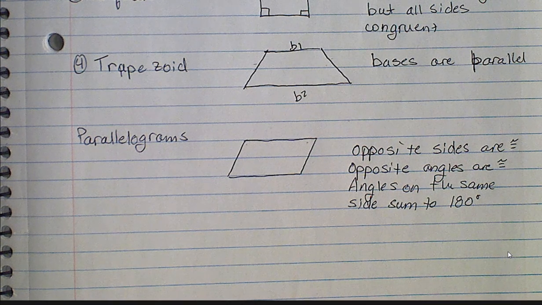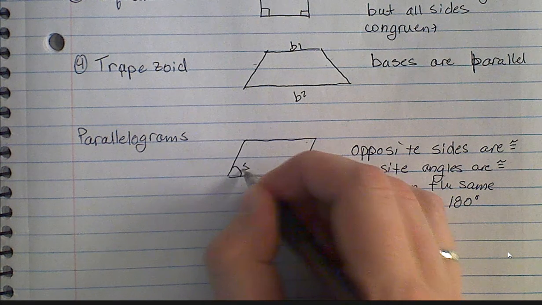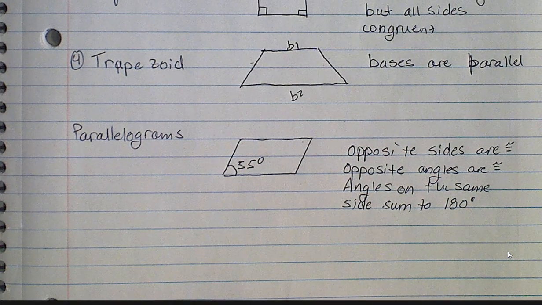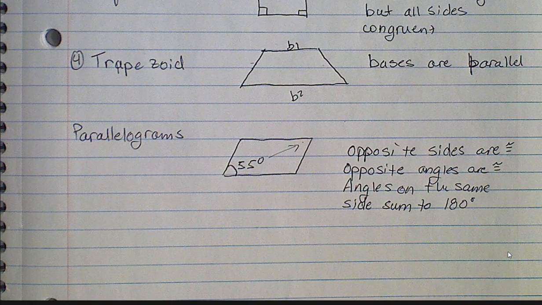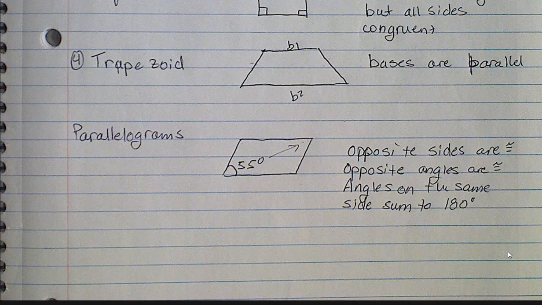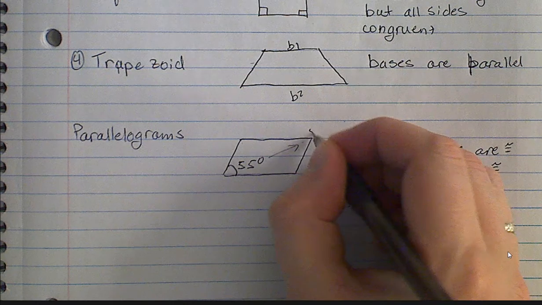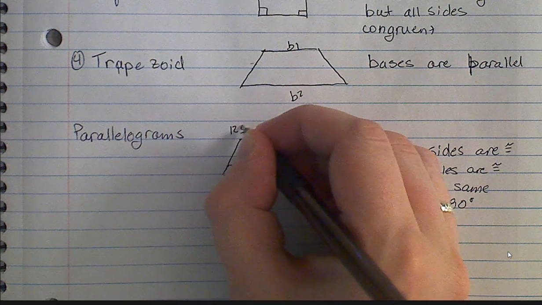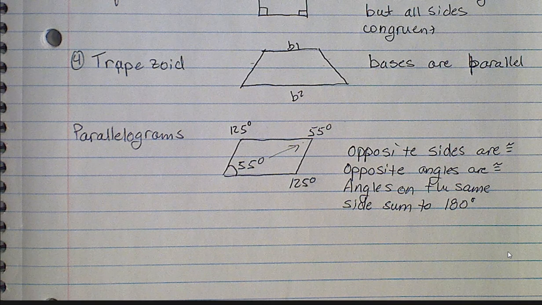All right, so Kyle, if I were to tell you that this particular parallelogram has an angle right here that is 55 degrees, could you tell me what the other three angles in it are? Okay, so 55 also goes right there. You just told us how to do it. So 55 is also here, 125 is here, and 125 is here. So if you know a single angle measure inside a parallelogram, you know all four.